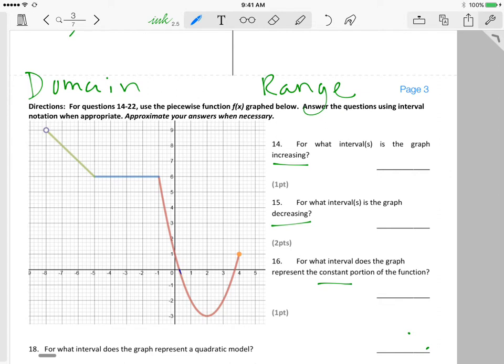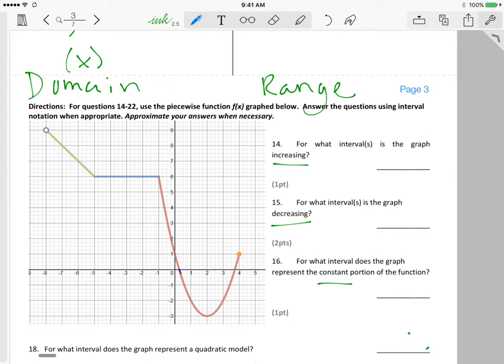Okay, a couple things to remember: domain and range are the only times you'll use brackets. Increasing, decreasing, constant are always parentheses. So in this graph here, your domain, those are always your x values. You're looking for domain going left to right.